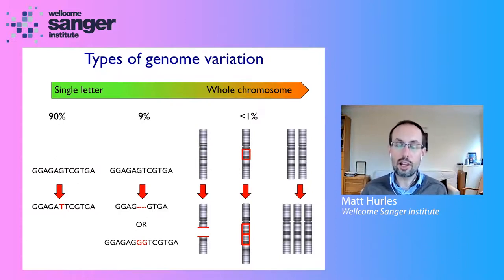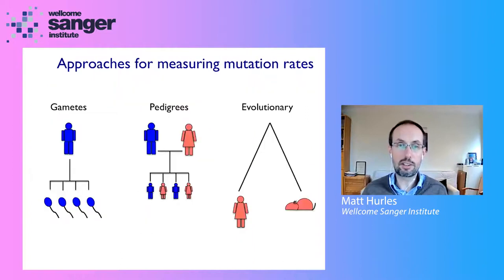So in thinking about DNA as it passes from one generation to the next, we probably need to think about different types of mutation processes. And so how do we go about measuring these mutations? So this slide shows three general strategies that people who do this kind of research have taken.